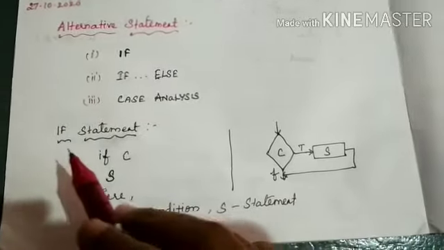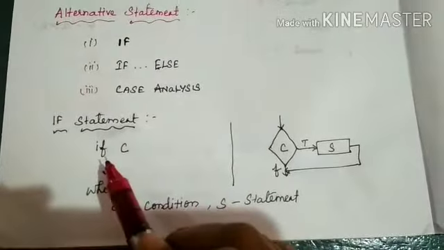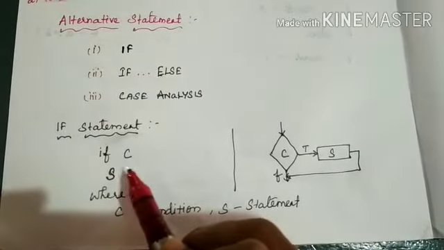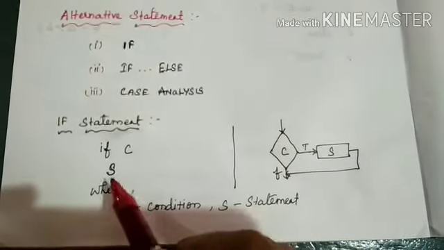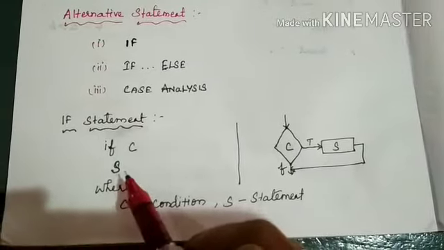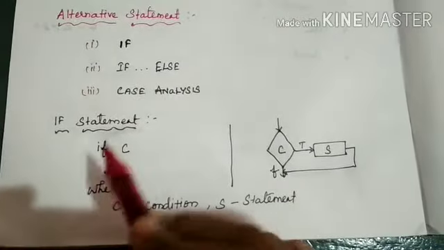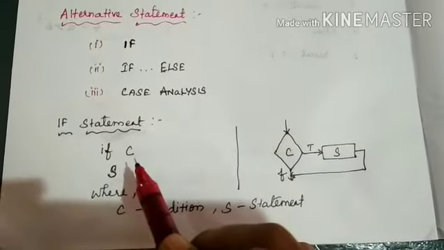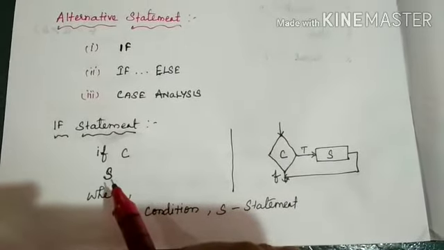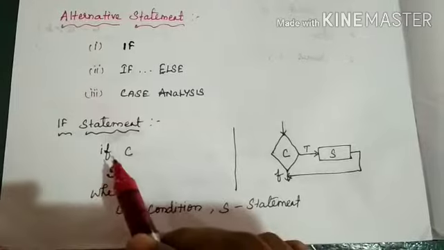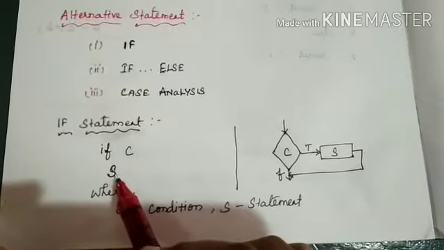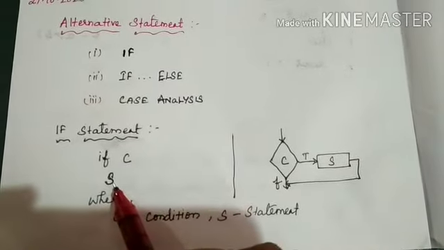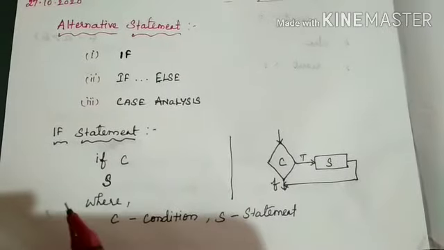First one is if statement. If C, where C represents the condition, S means statement. This is the format of the if statement: if condition, statement. Here, if the condition is true, the below statements are executed. Otherwise, control flow skips.